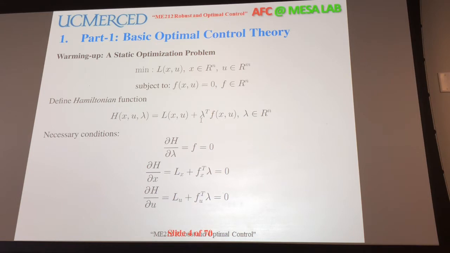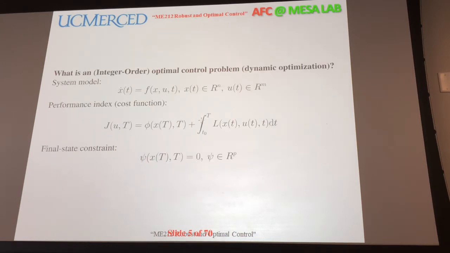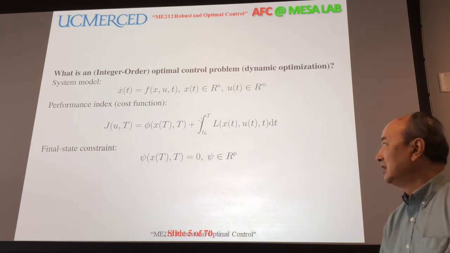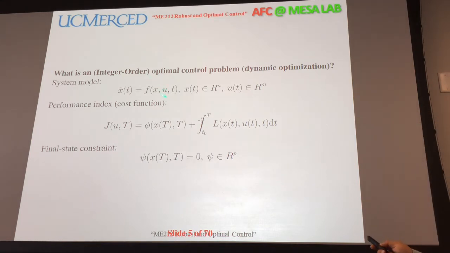I think everybody is very clear on static optimization and the stationary condition. But what if we have dynamic optimization? Here I have a time history of the state in Rn. They follow this differential equation as the time evolves. But depending on how you choose the u, your performance index will be different. I care only from T0 to capital T.